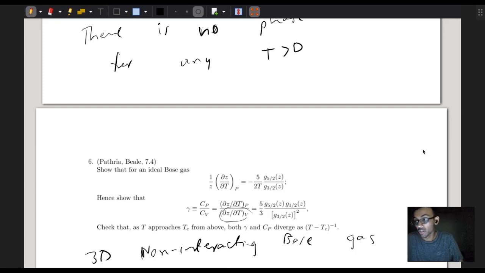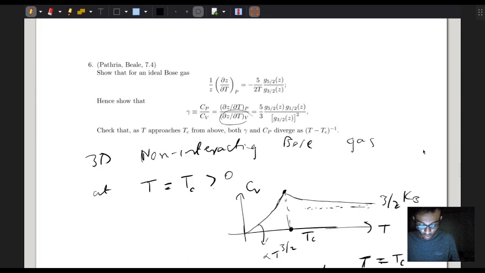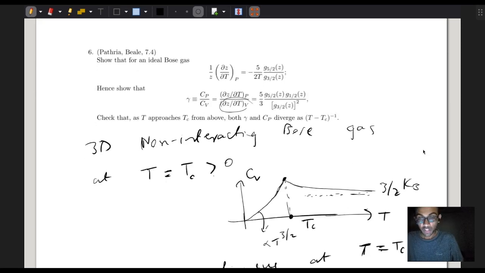The nature of singularities of various thermodynamic quantities, how these quantities diverge, that is very important, and it has a certain universal aspect. So I just wanted to emphasize that it's important to note how various thermodynamic quantities diverge near a phase transition. So in this one example we saw how the quantity Cp diverges.